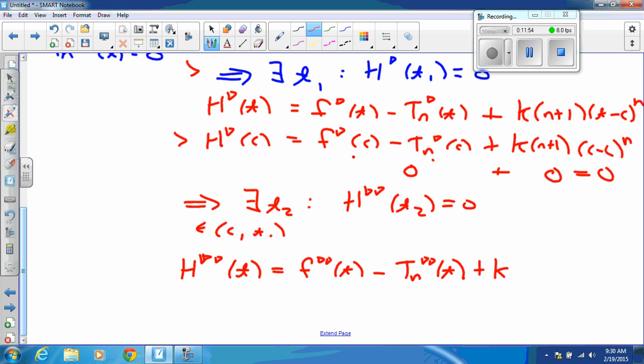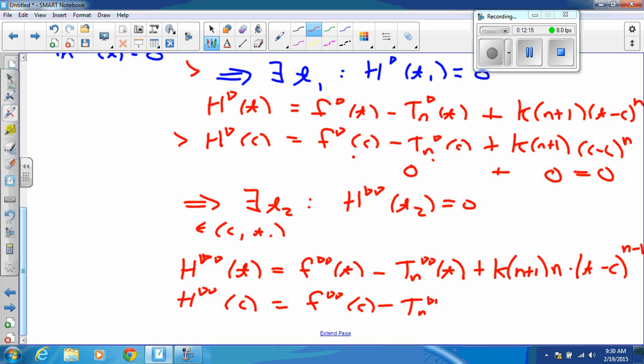plus, now let's do some special care and feeding on this one, k times n plus 1 times n times c to the n minus 1. That's exactly it. Okay? And so when I evaluate h double prime at c, I get f double prime of c minus Tn double prime of c plus k times a little bit ugly. Writing 0 this time.